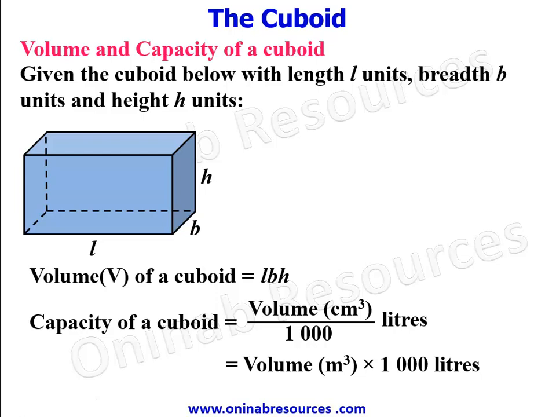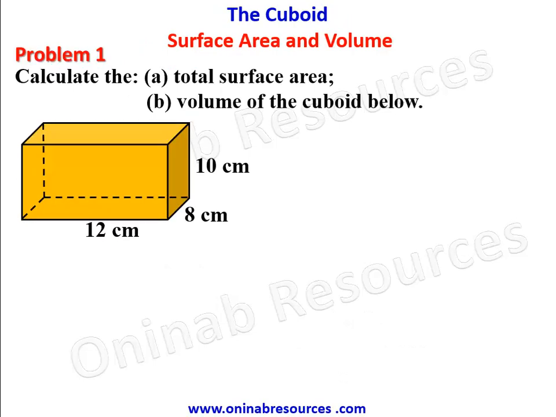Now we look at some problems involving the volume, surface area, and capacity of a cuboid. So we take our first problem. Problem 1. Calculate the A, total surface area, B, volume of the cuboid below.